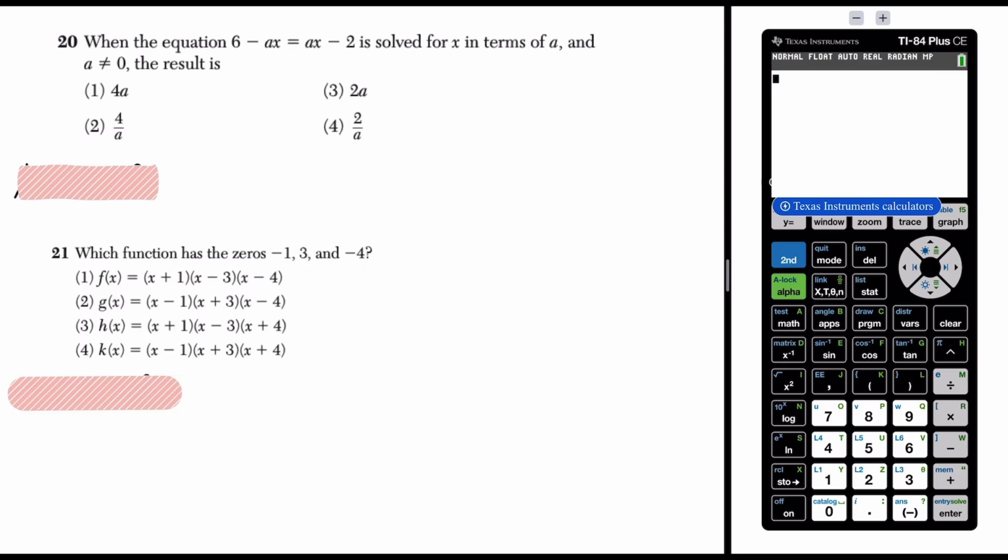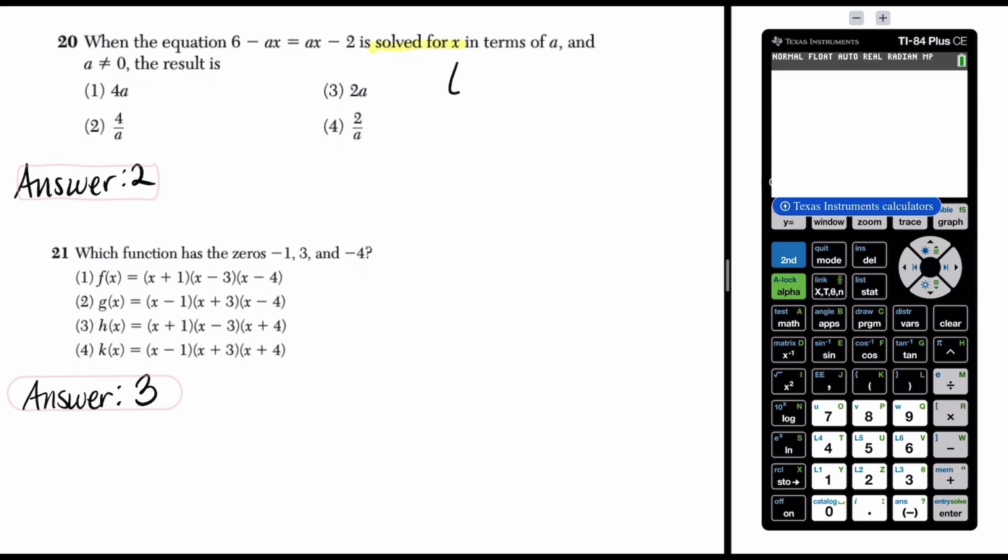Okay, let's look at 20 and 21. The answers are 2 and 3. All right, we're going to start with number 20. We have an equation and we want to solve for x in terms of a. So pretty much the main part you have to know is that you're going to solve for x. That's it. And we're not going to know what a is, and that's okay. That I find is the hardest part for a lot of kids to accept.